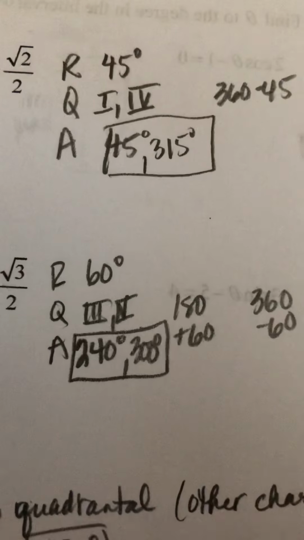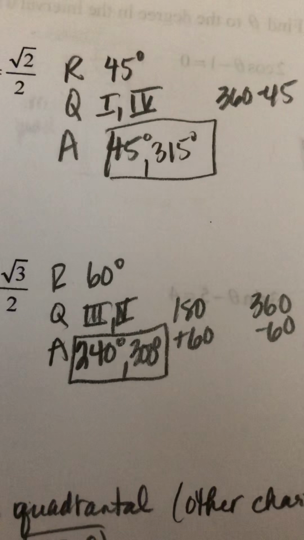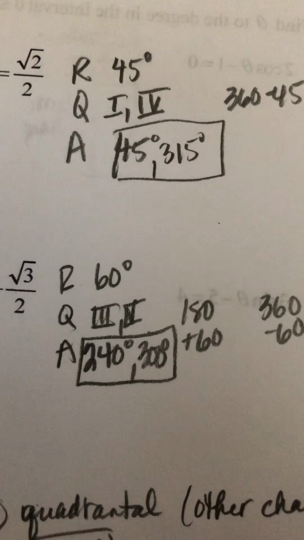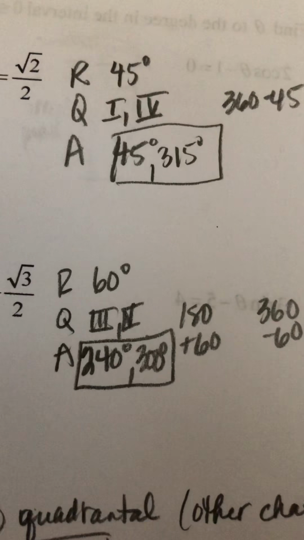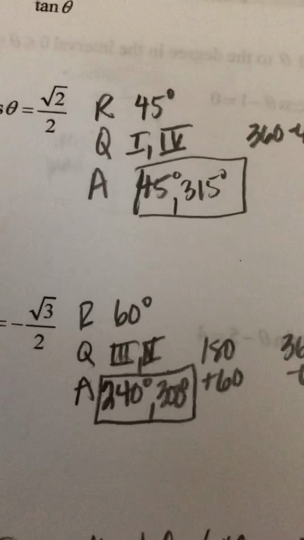Here's how we do quadrant 3, a little different. We're going to do 180 plus 60. It's the only time we're adding on, is when we're in quadrant 3, we do 180 plus the reference angle. That gives us 240. And then quadrant 4, 360 minus 60.